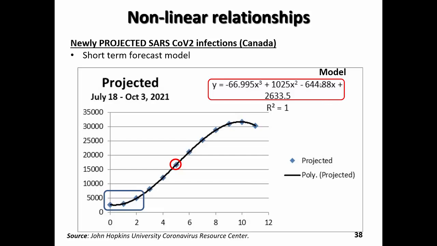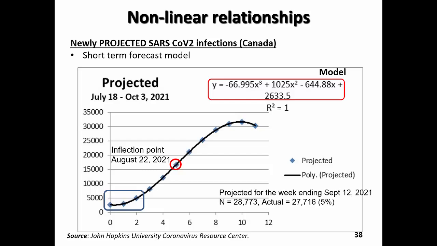And so what this model produces is what's called an inflection point, which occurred on August 22nd. Prior to August 22nd, we see an increasing rate of new cases, but those new cases, although they continue to increase, will eventually plateau and start to decrease. That's what a forecast model attempts to predict.